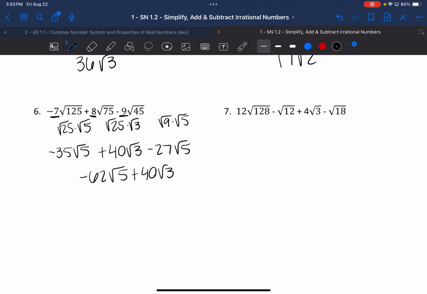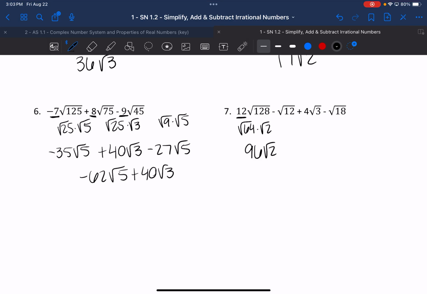Okay. Last one. 128. 64 and 2. Good. All right, square root of 64 is, and there was a 12 in front. What's 8 times 12? So I have 96 root 2.